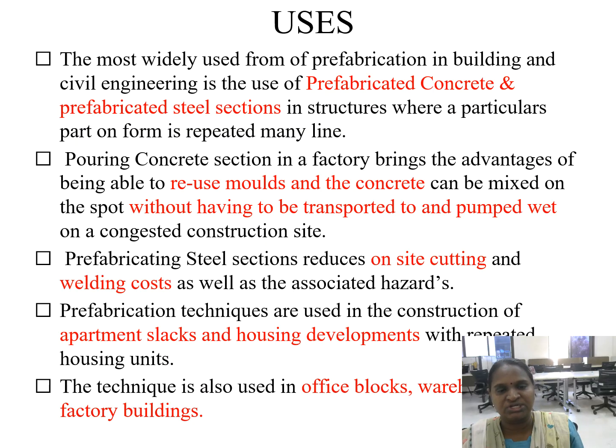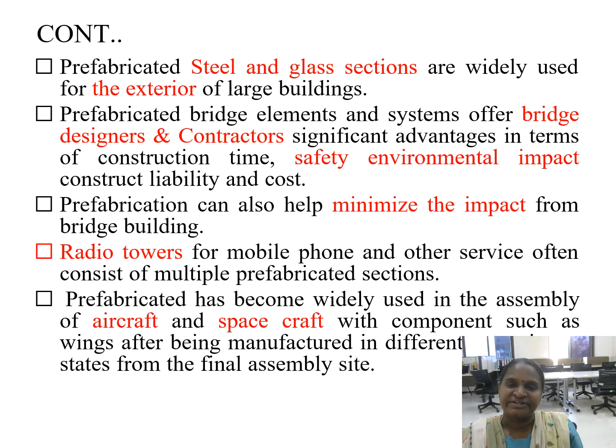Prefabrication techniques are used in the construction of apartment slabs and housing developments with repeated housing units. These techniques we can use in office blocks, warehouses and factory buildings. So prefabricated steel and glass sections are widely used for the exterior of large buildings.